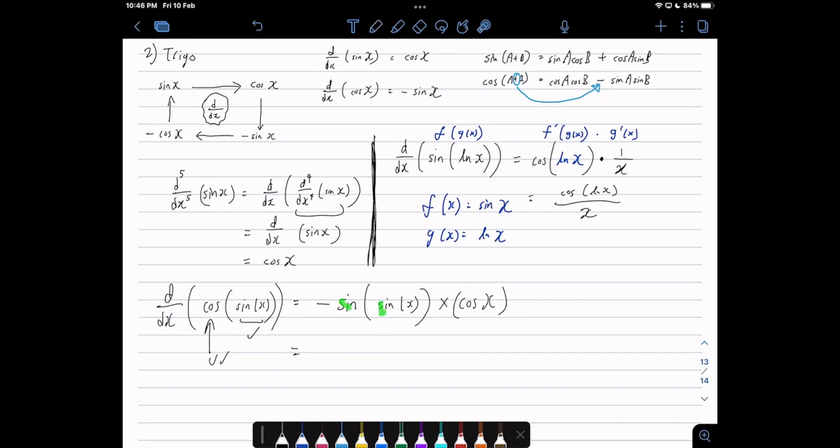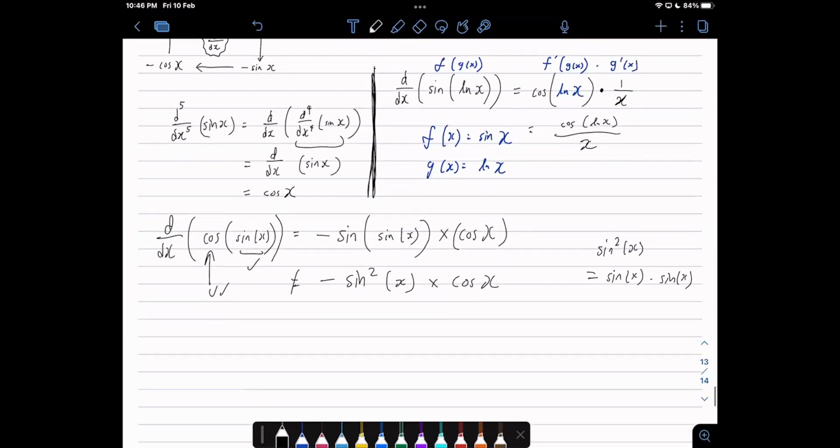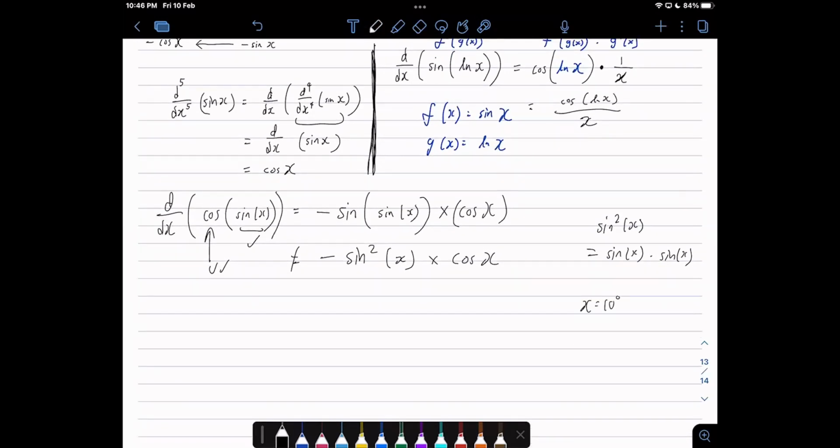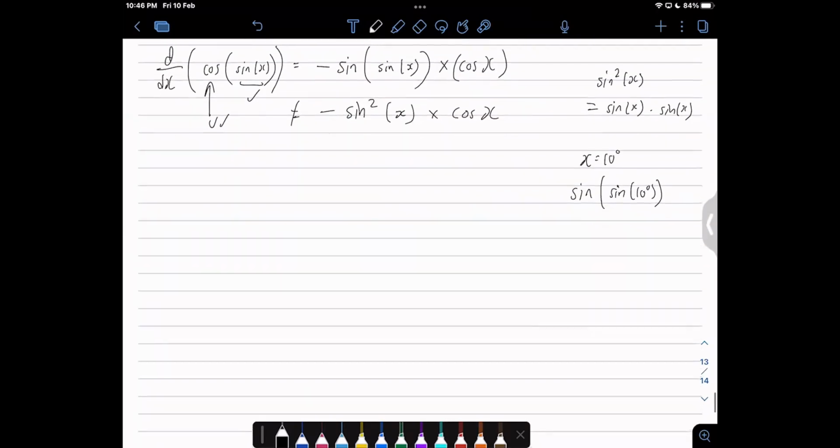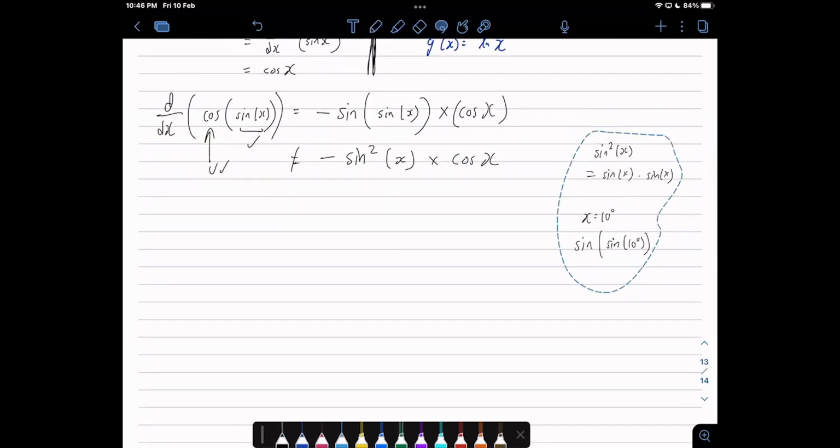So take note, sine of sine is not the same as sine squared. It is not negative sine squared of x. Different, okay? What is sine squared x? You know from trigo, it's sine of x multiplied by sine of x. Here, this is composition of functions, sine of sine of x. So just to do a quick example, let's say you set x equals 10 degrees. Then sine of 10 degrees. Let me just show you. Maybe I need to do it on the left side.